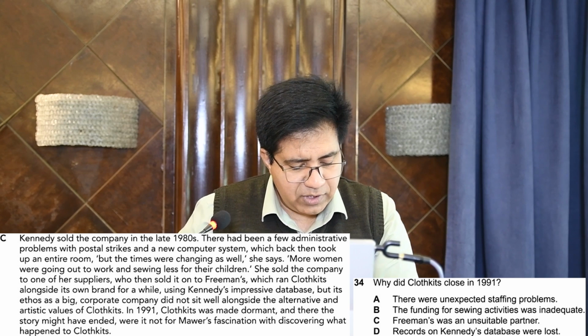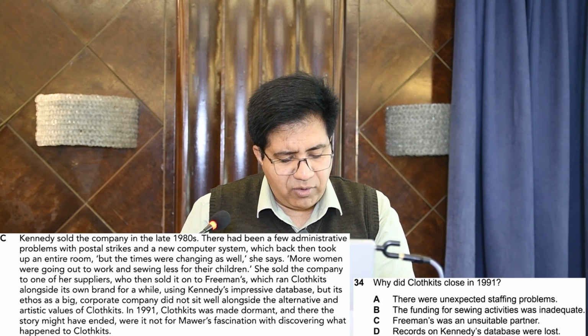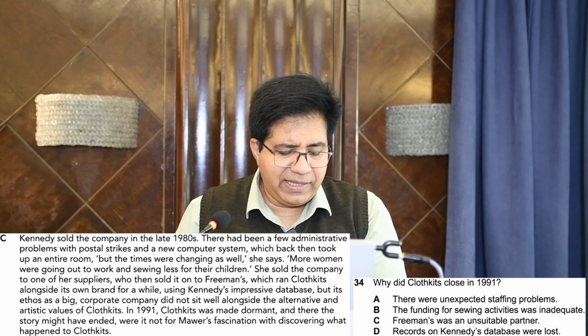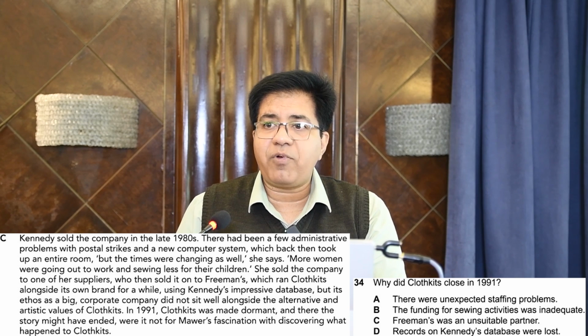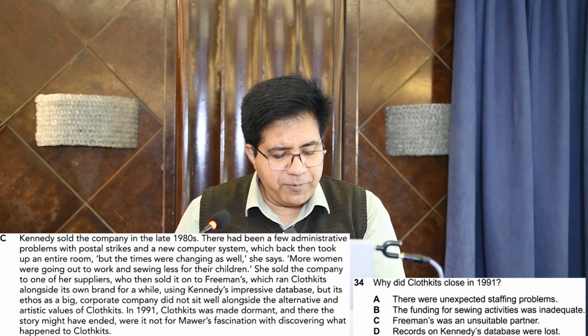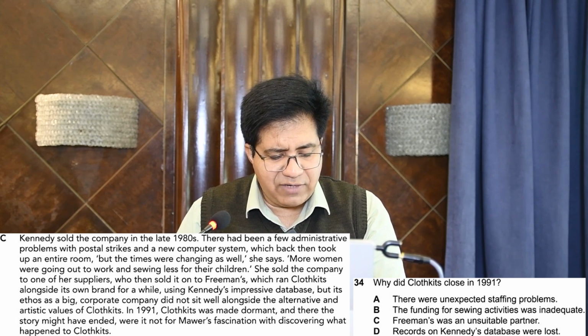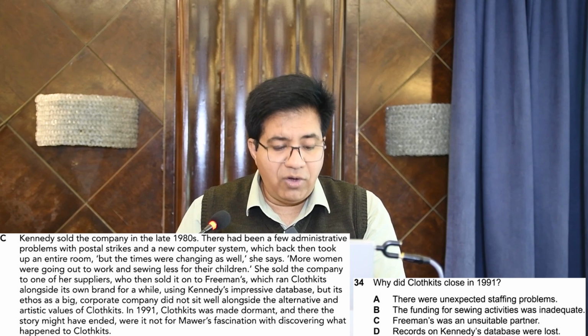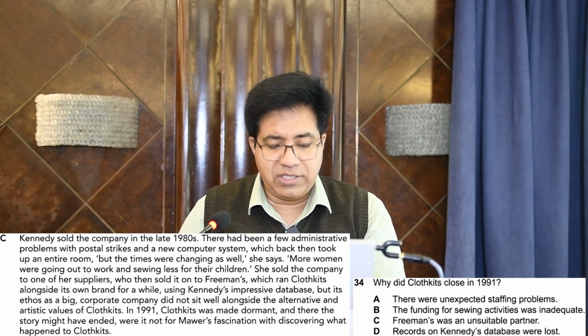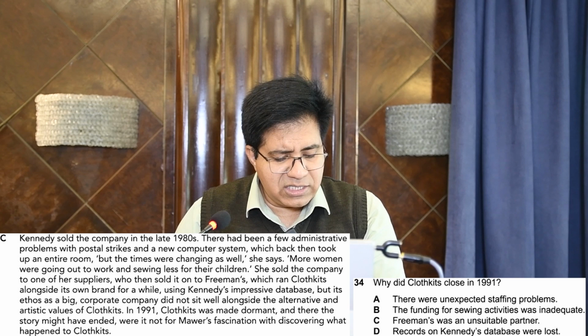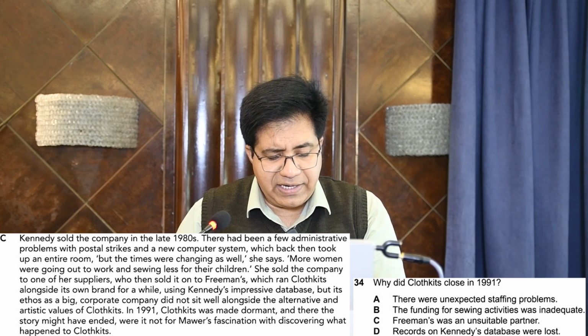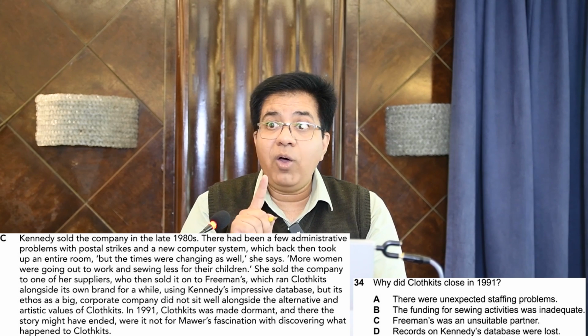Now come back. Why did Clothkits close in 1991? Option A, there were unexpected staffing problems. No. Option B, funding for sewing activities was inadequate. Not at all. Now we are left with two options. Option C, Freeman's was an unsuitable partner. No. Option D, records on Kennedy's database were lost.